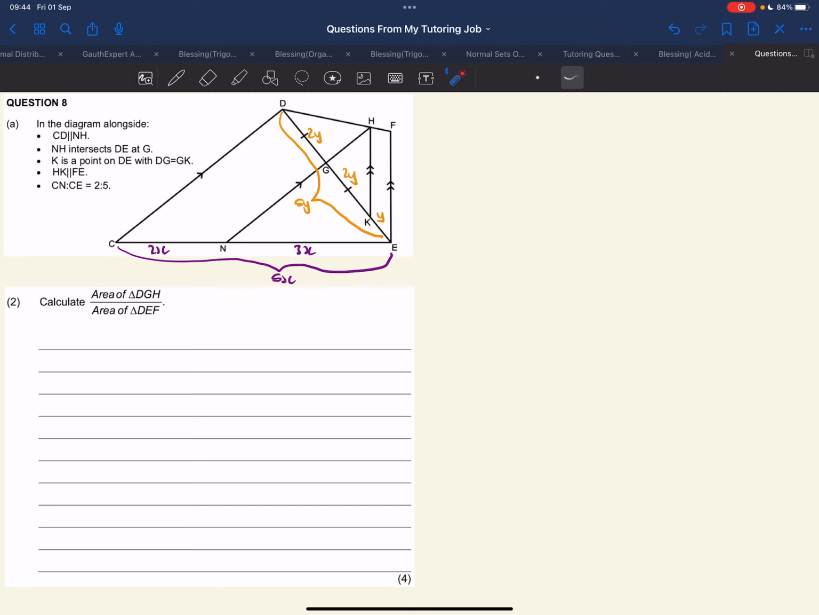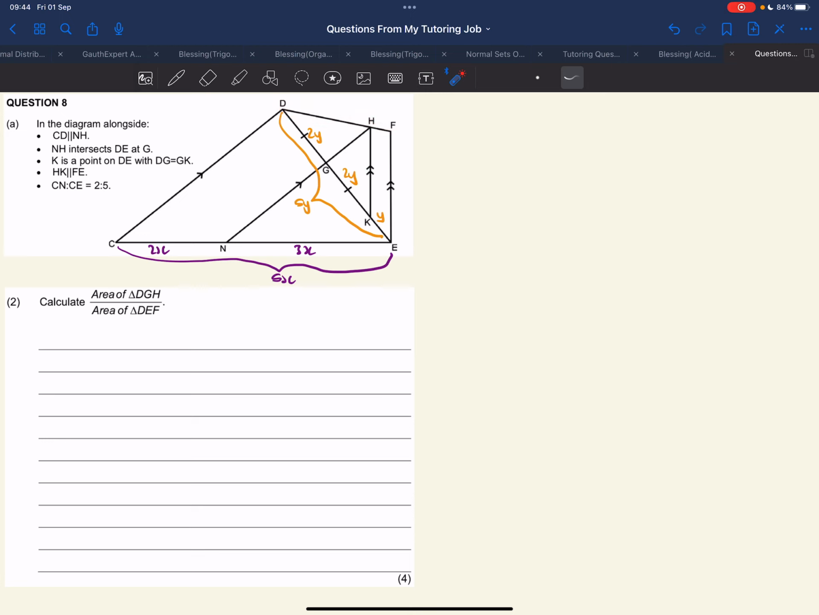Now for us to calculate the area of those two triangles and then have them as a ratio, we're going to have to use the area rule, because we have a side DG and we have an angle, and we also have a side DE, which is 5y, that is 2y. So the only sides that we are missing are sides DH and HF.